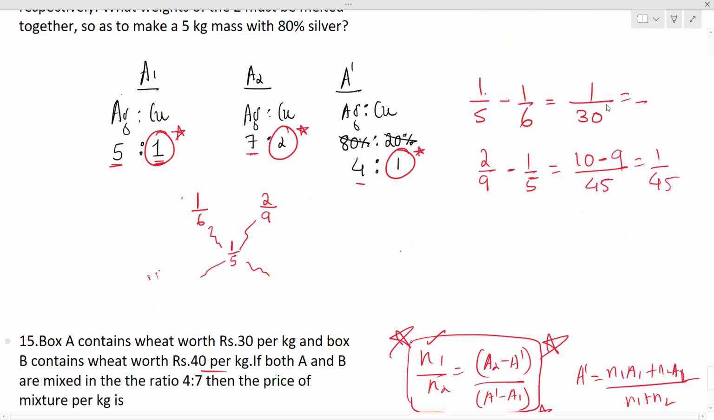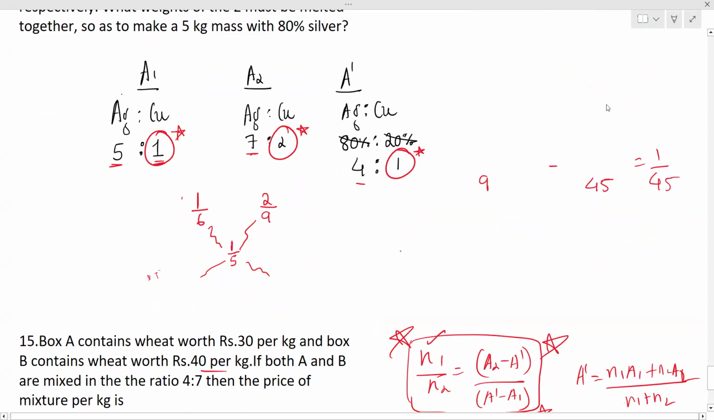When we happen to deal with what terms? Copper terms. Do you have any doubt when we dealt with copper terms? We are dealing with copper. Copper is how many parts? One part out of a total of how many parts? Six parts. Now, in alloy 2, copper is how much? Two parts out of a total of nine parts. Fine. In the combined mixture, copper is how much? One part out of a total of five parts.